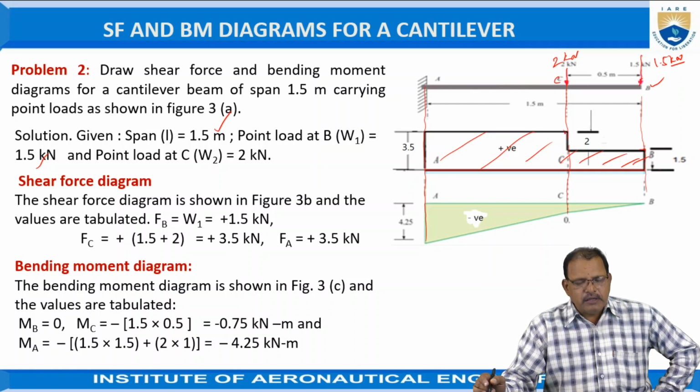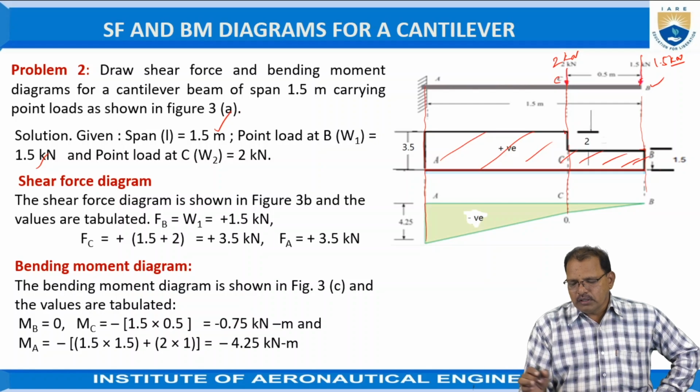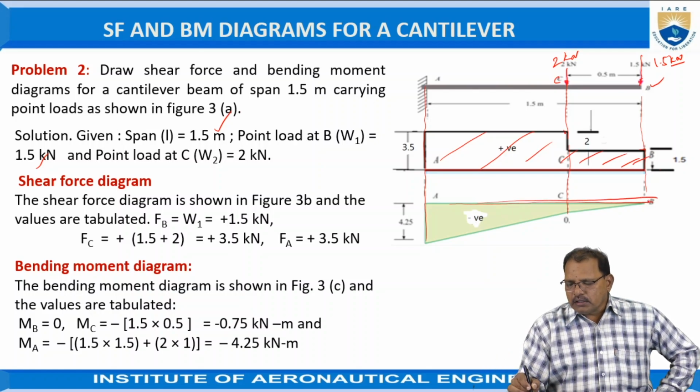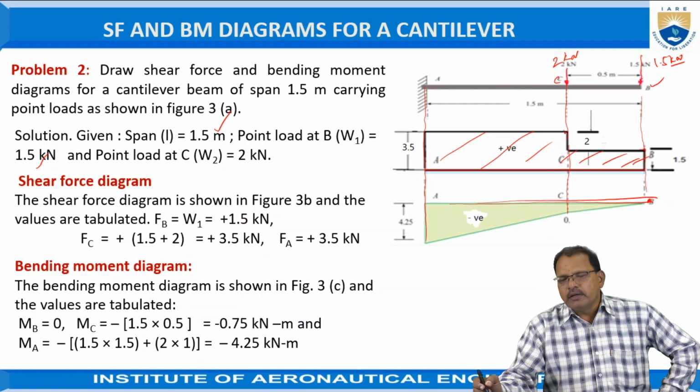The second one is the bending moment diagram. Again draw the lines, since it is a negative bending moment diagram for the cantilever beam. Draw horizontal lines. At B, that is the free end, the bending moment is 0.